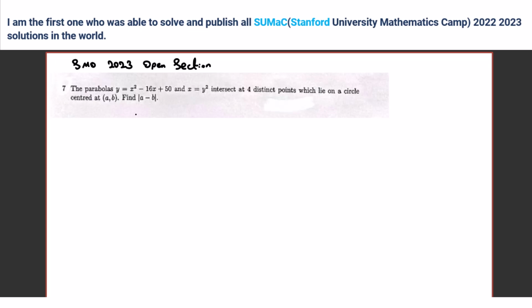equation of a circle is what? Suppose center is x0, y0, and suppose the radius is r. Equation of this circle is what then?